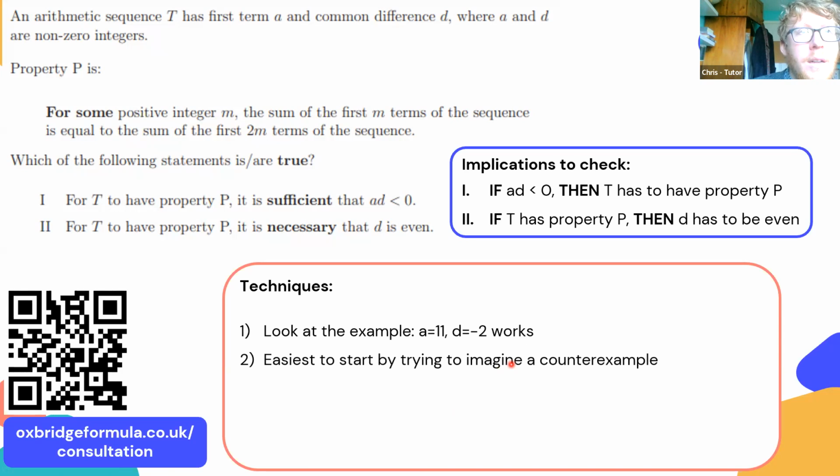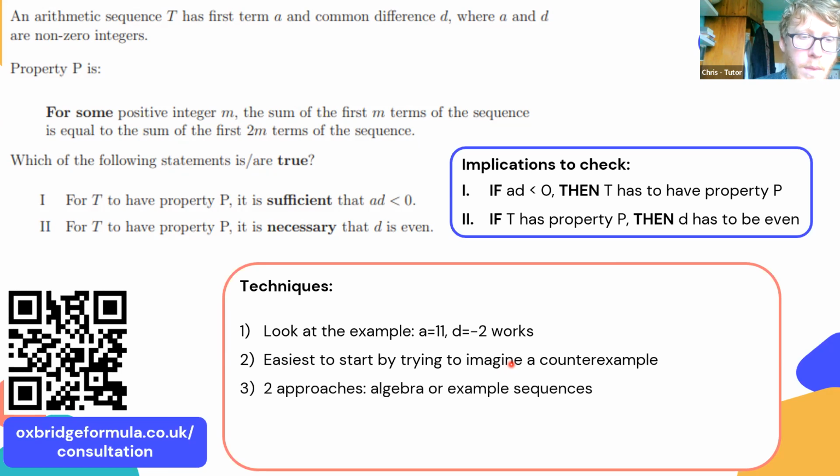When you're checking whether an implication is true, it's normally easiest to start by trying to imagine what a counterexample would be. And then if you can't do that, then think, okay, why does this have to be true? Not always the case, but it's often a good way to start. So we'll put that to one side, as that's probably how we're going to begin this.